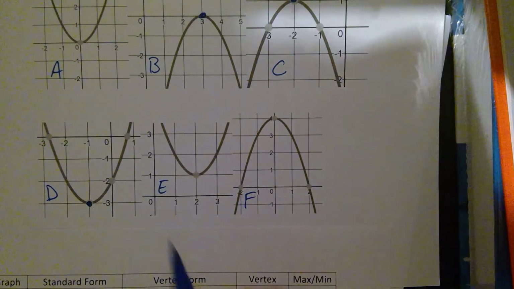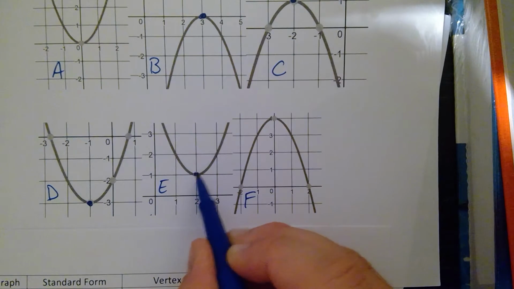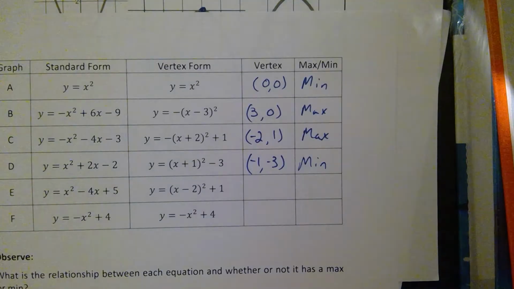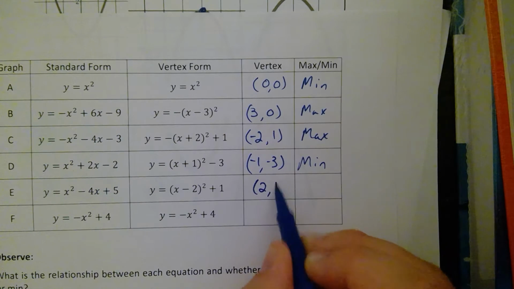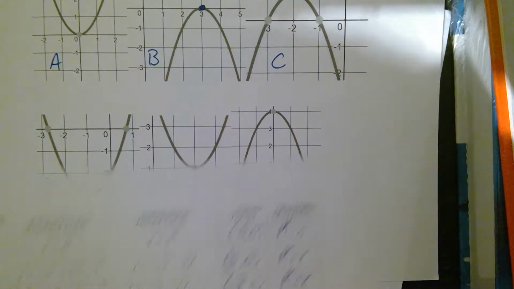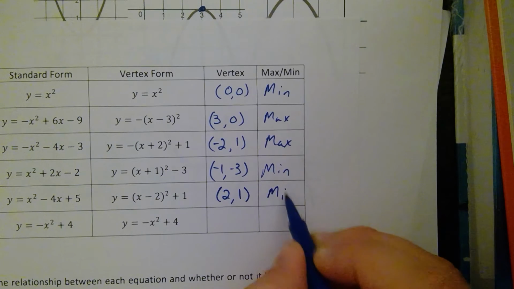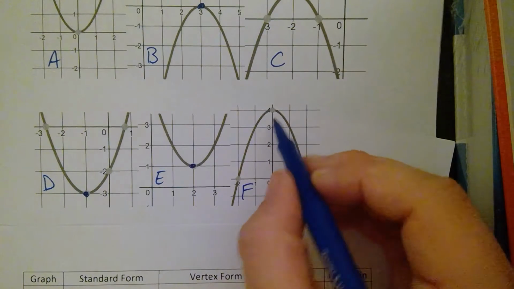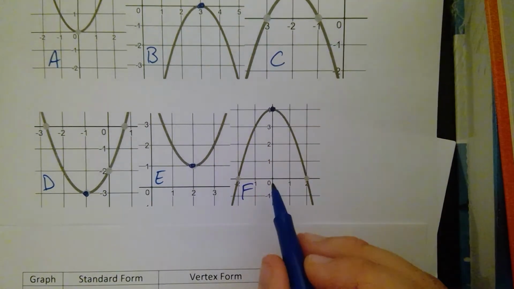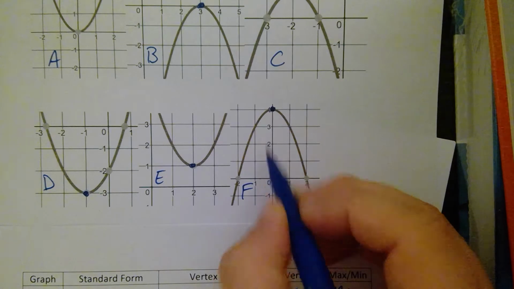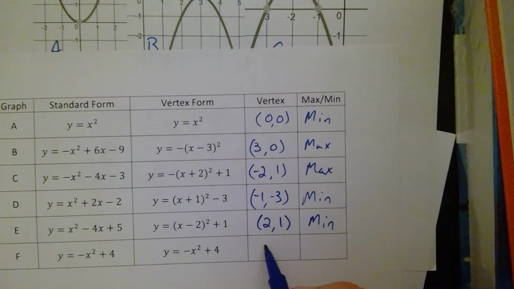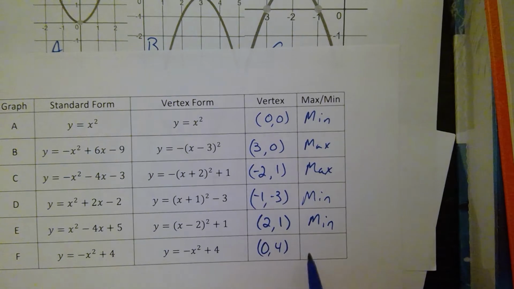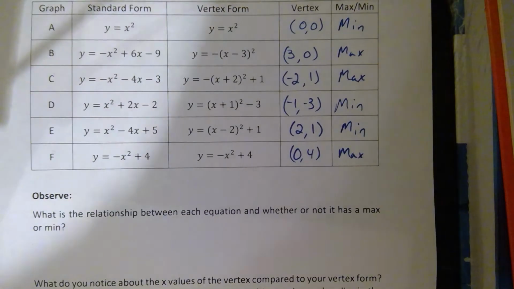Let's look at graph E. So we go over 2, up 1. 2 to the right and up 1. And that was a minimum. All right, now our last graph, we've got graph F here, that point all the way up there, 0 to the left or right, and then up 4. So 0, 4. And that is a maximum. All right, hopefully your chart looks something like that, with finding our minimum and maximum.